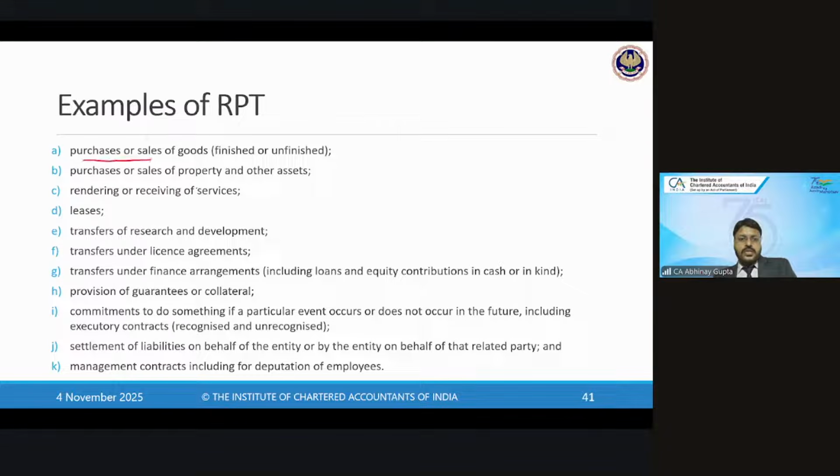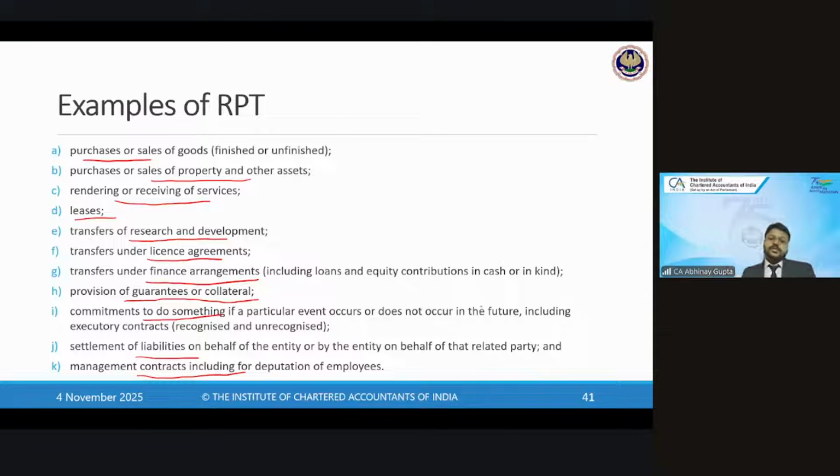So there could be purchase and sale of goods, there could be purchase and sale of fixed assets, there could be rendering of any services, there could be lease arrangements, there could be research and development transfers, there could be licensing, purchase and sale, there could be other financing arrangements, loans given, loans taken between the related parties, there could be guarantees and collaterals given, there could be any other commitments to do something for each other in the future, there could be settlement of liabilities on behalf of each other to a third party, and there could be other management contracts for sharing the employees between the related parties, that your CFO provides me the CFO services, my director provides you the directorship services. Okay, this is a deputation of employees contract between the related parties, right?